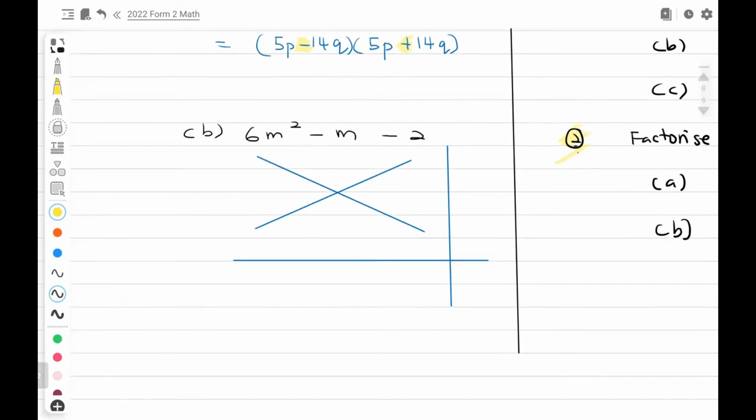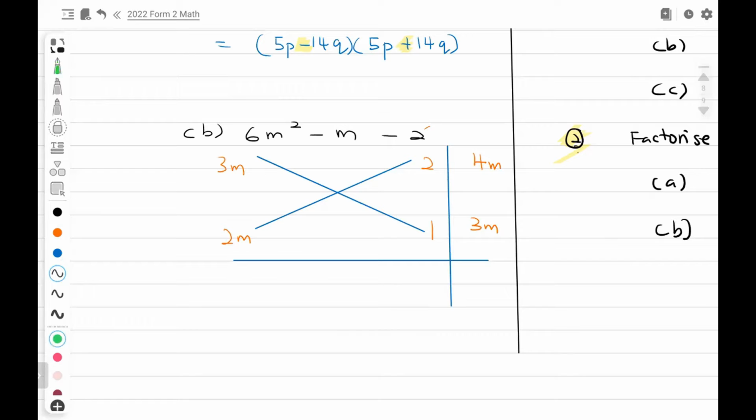Then for B, if you have 3 terms, usually we need to use X-man. Then you find out the factors of 6m squared, which is 3m and 2m. The factors of 2 is 2 times 1. And then the last term would be 4. Just multiply it. For 2a, just a while. Let me complete this one first and then I'll go back to 2a.